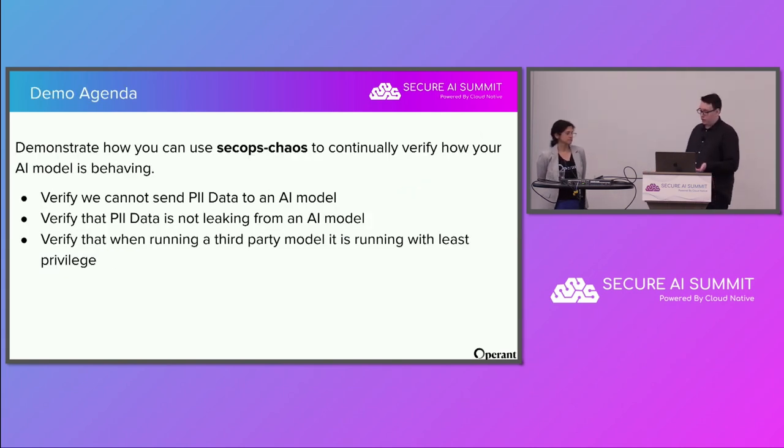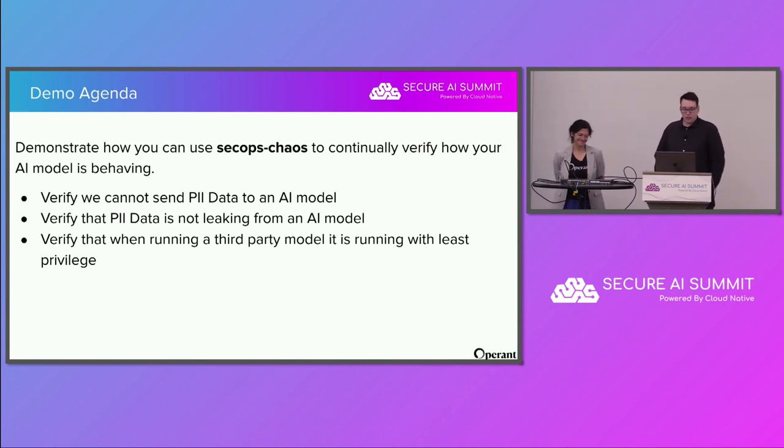So now we get on to our demo portion of the talk. Let's hope everything goes well. We're going to show you a chaos engineering experiment that basically verifies that we cannot send PII data to an AI model from our network.